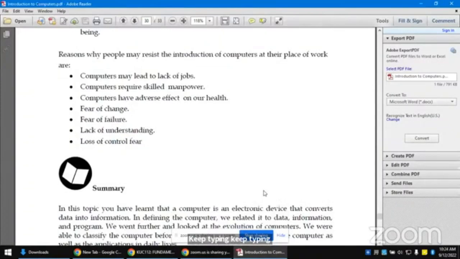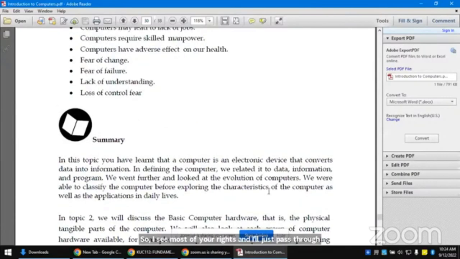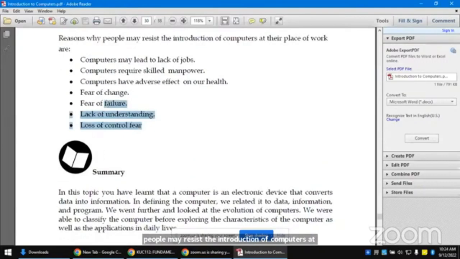So I see most of you are very right, and I'll just go through this so that you can get to know. The reasons why people may resist the introduction of computers at their workplace are: computers may lead to lack of jobs. Computers require skilled manpower. Computers have adverse effects on their health. Fear of change, fear of failure, lack of understanding, and loss of control. Most of your answers I've looked through, okay.